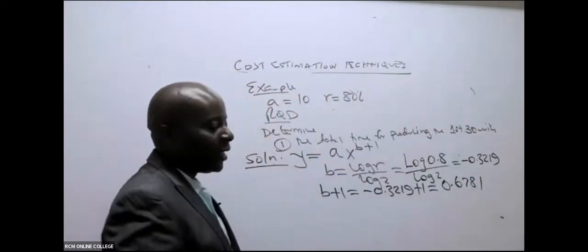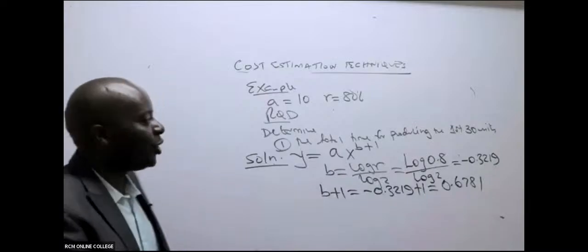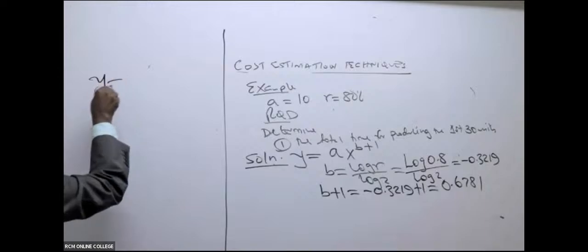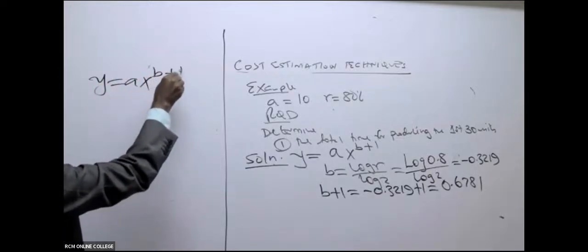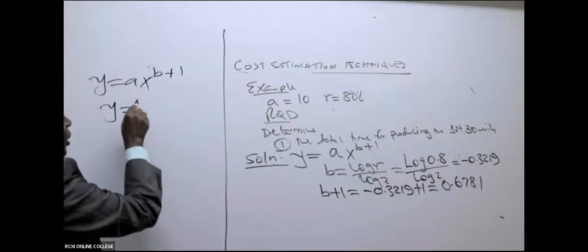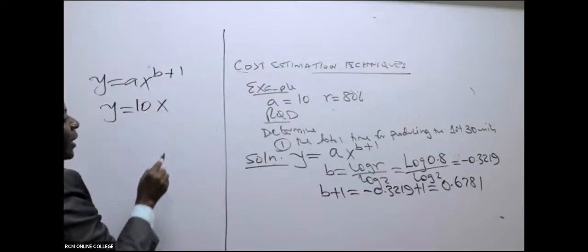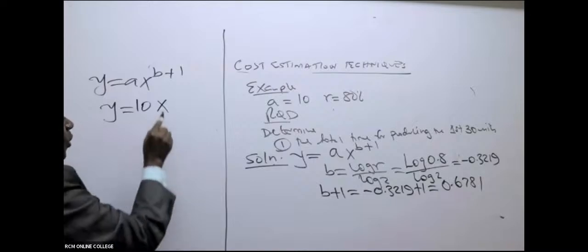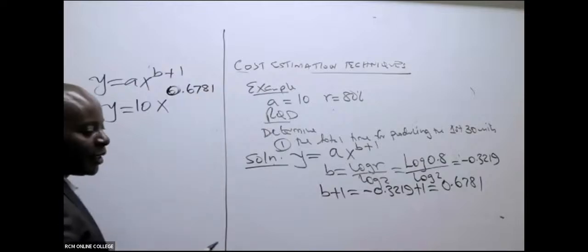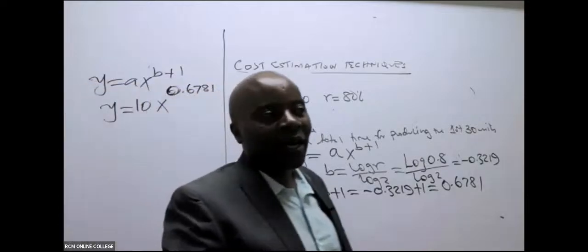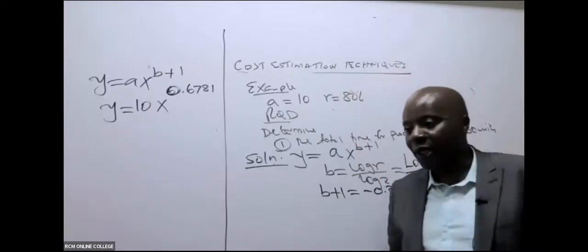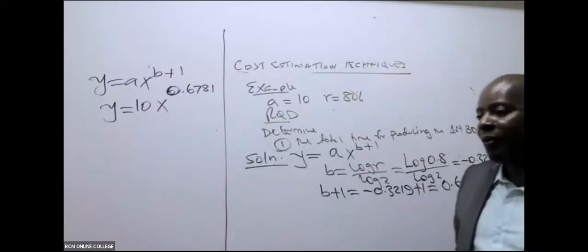And therefore, now I can write the equation. We have y equals ax raised to power b plus 1. So my y will be equal to a. A is the time taken to make the first unit, x raised to b plus 1, which is 0.6781. So that is my y. Y equals 10x raised to 0.6781. Thank you very much.